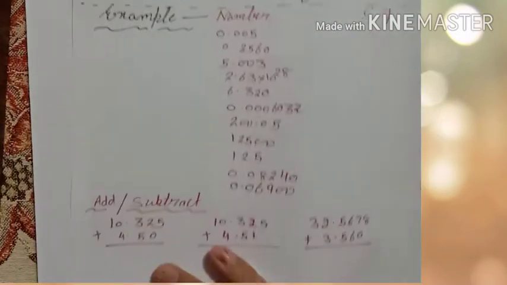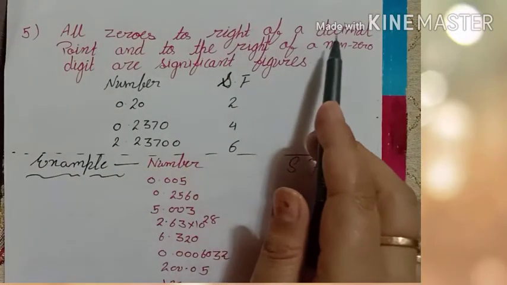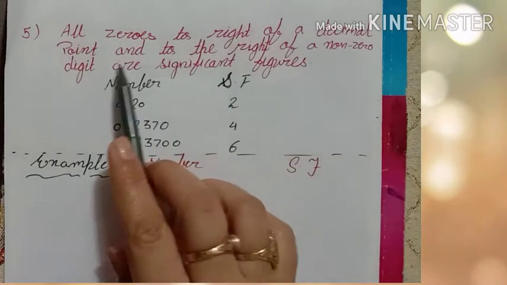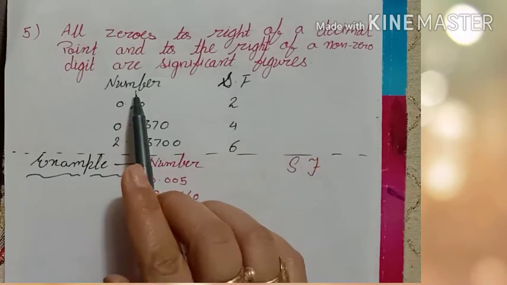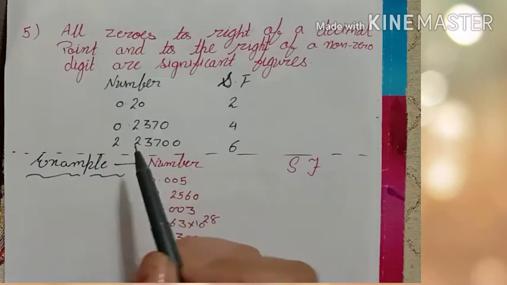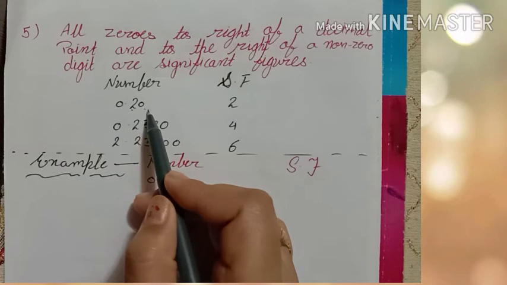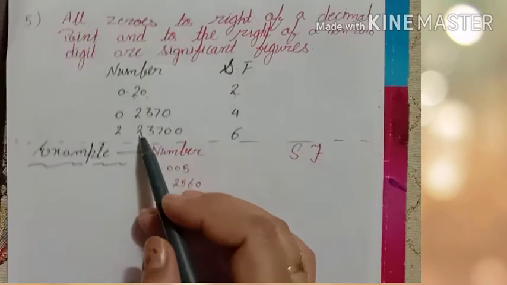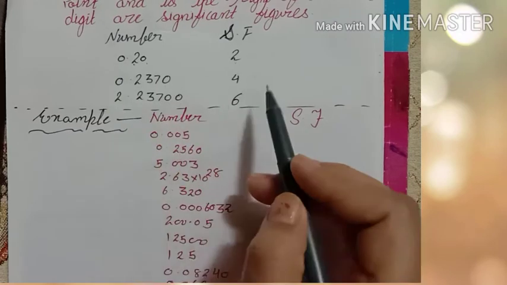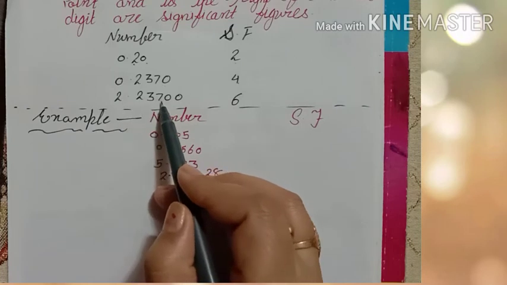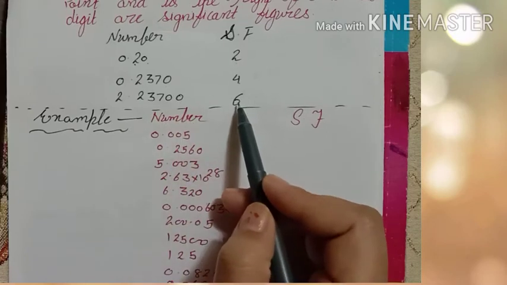Next, rule number 5: all zeros to the right of a decimal point and to the right of a non-zero digit are significant figures. Example: 0.20. Here this 2 and this 0 both are significant, so the significant figures are 2. 0.2370: significant figures 1, 2, 3, 4, so the answer is 4. 2.23700: 1, 2, 3, 4, 5, 6, so the significant figures are 6.